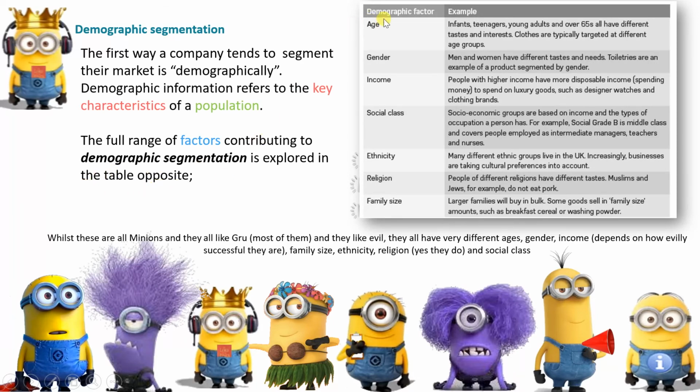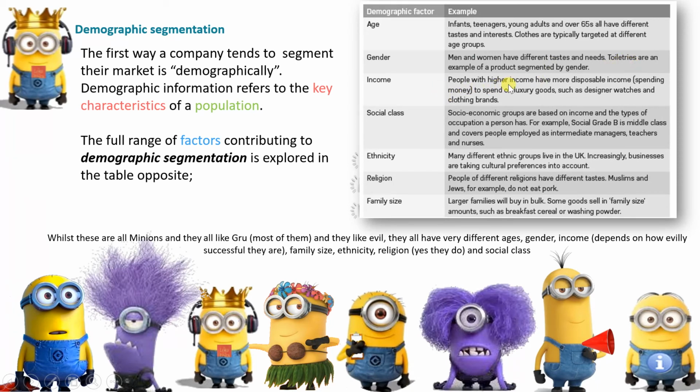So you've got age, gender, income, social class, ethnicity, religion and family size. Age: infants, teenagers, young adults and over 65s all have very different tastes and interests. Clothes are typically targeted at different age groups. Gender: men and women have different tastes and needs. Toiletries are an example of a product segmented by gender.